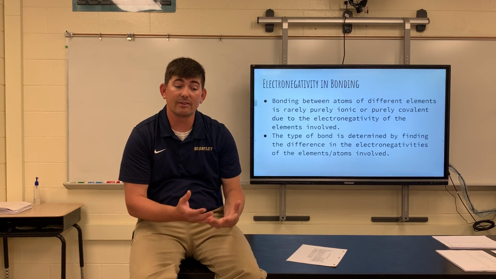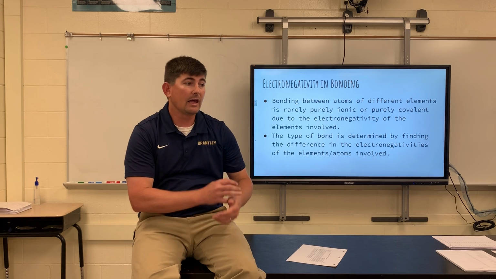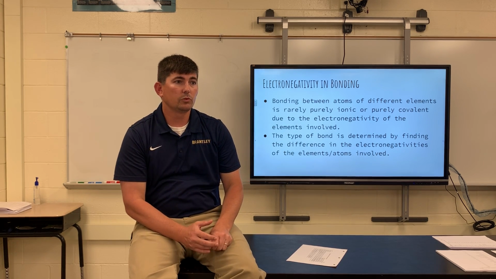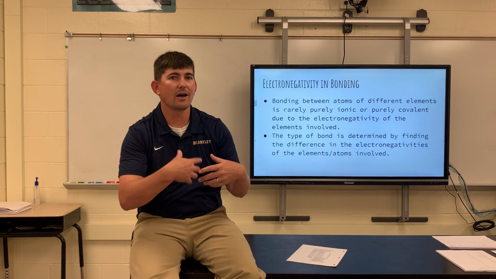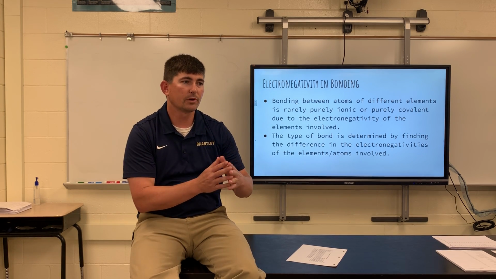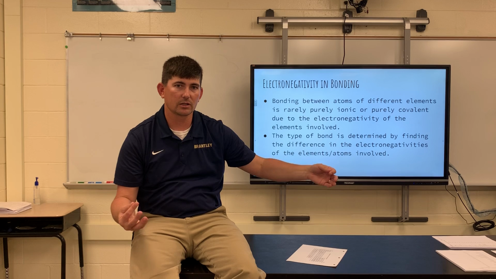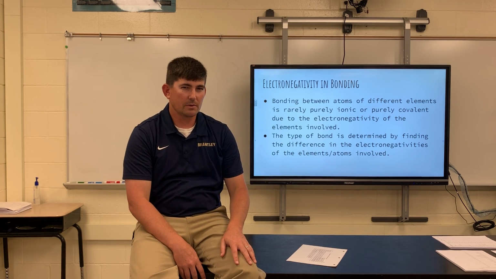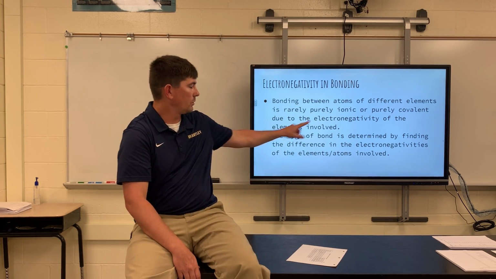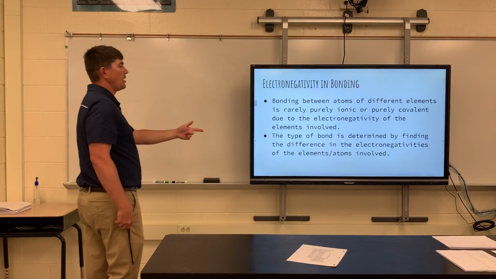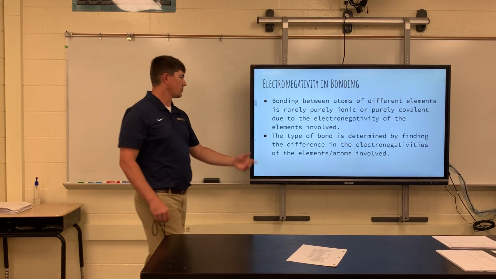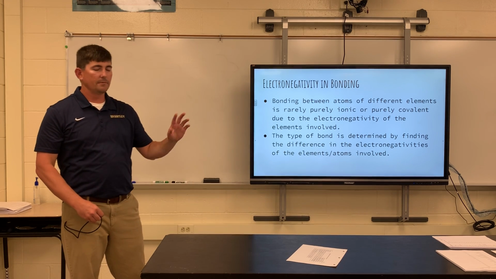At the end of the day, we classify it and we give it a title, but you can have two bonds that are both ionic, but one is more ionic in nature than the other one because there's a greater difference in the electronegativities in that case. Does that make sense? Hopefully. You'll see when we do a few examples here. You'll get what I'm talking about. The type of bond is determined by finding the difference in the electronegativities of the atoms that are involved.